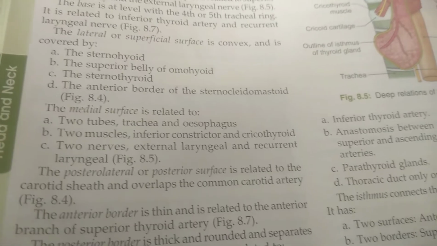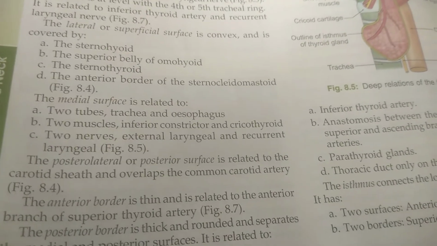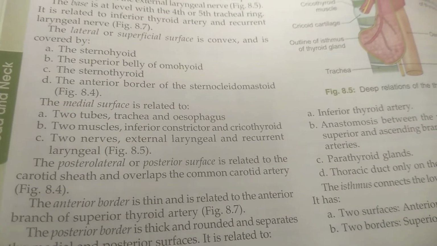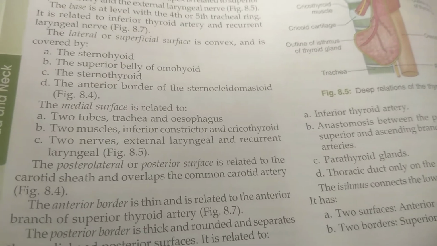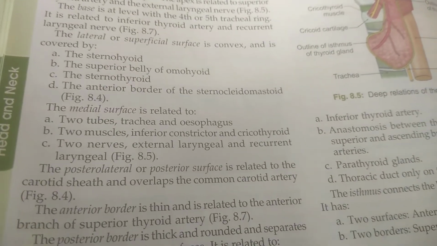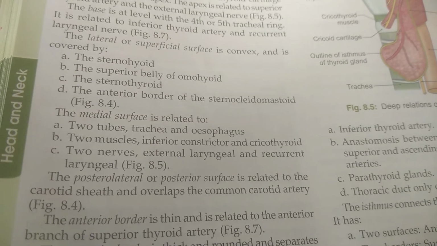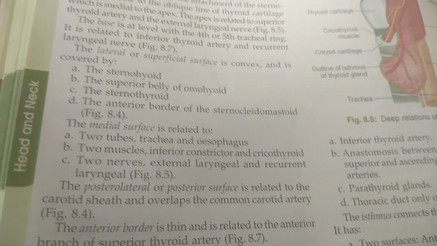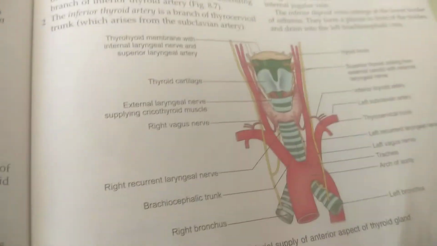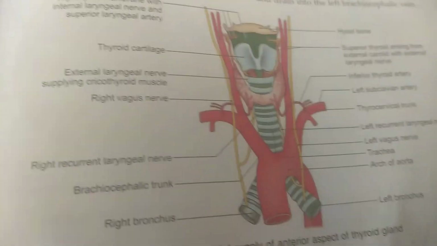Okay. Now next comes the posterior surface. The posterior surface is also called the posterolateral surface as it is situated a little bit to the lateral side also. Okay. So it is related to the carotid sheath and common carotid artery. This is the figure which is showing the relationship of this posterior surface.